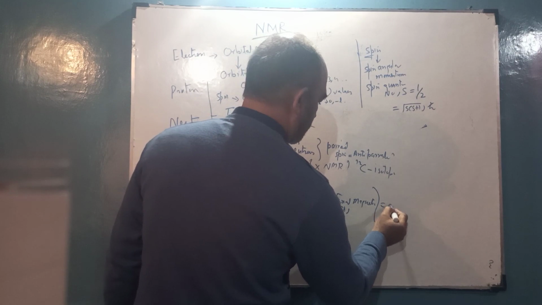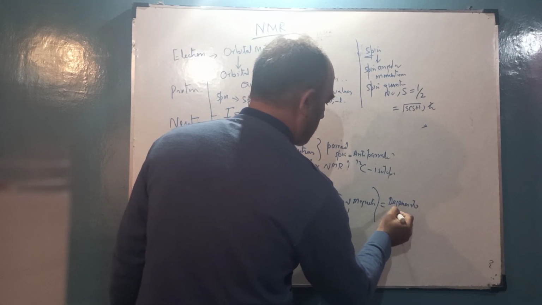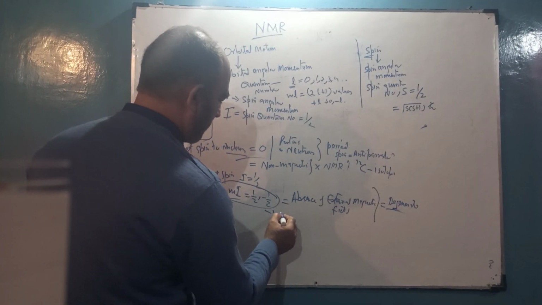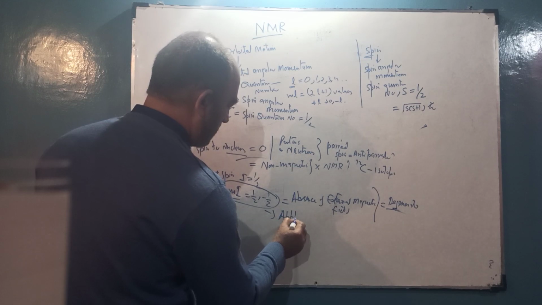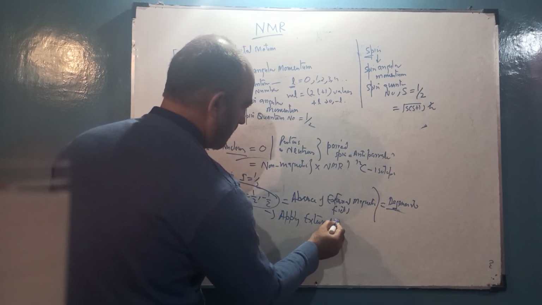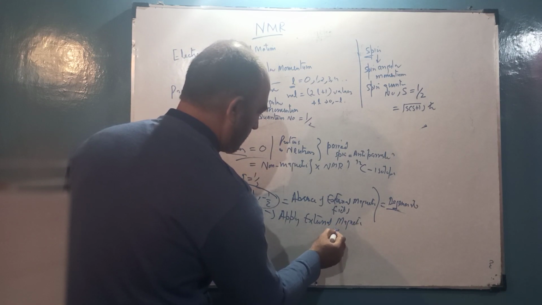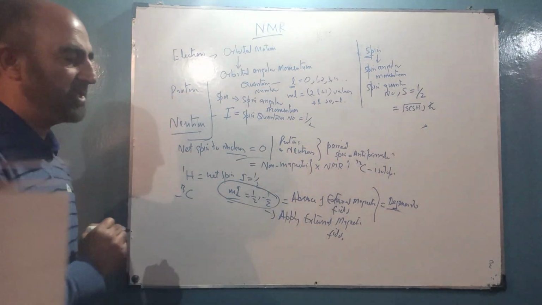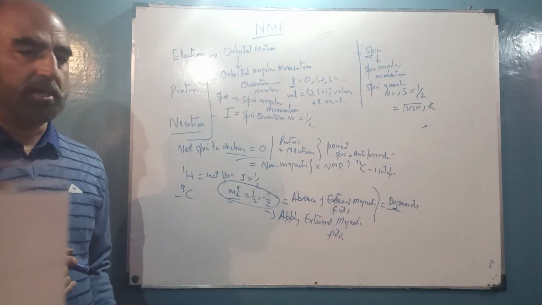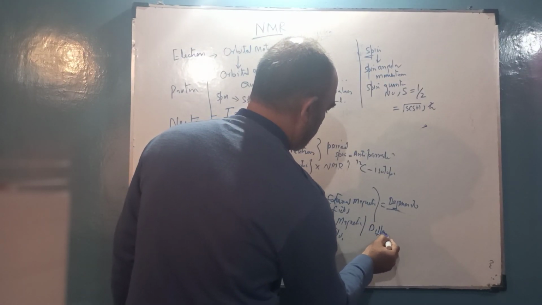And in the absence of any external magnetic field, these two spin states are degenerate. That means they are of the same energy. But when we apply an external magnetic field, then the degeneracy of these two states is removed, it is lifted, and they no longer have the same energy. So they have different energy.